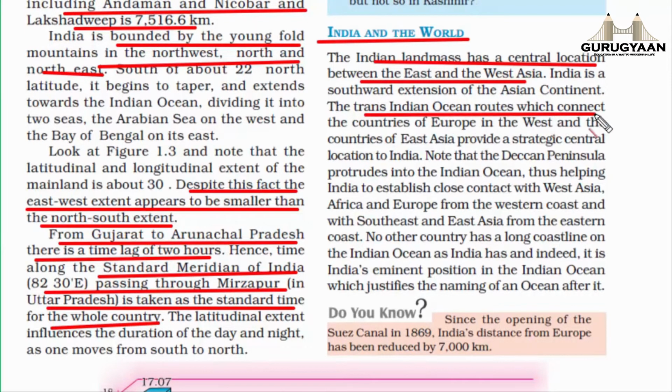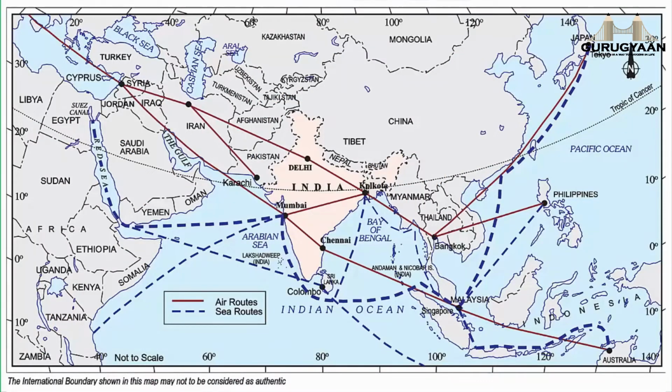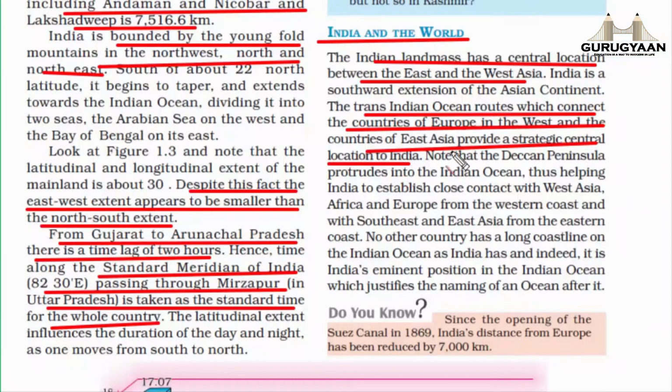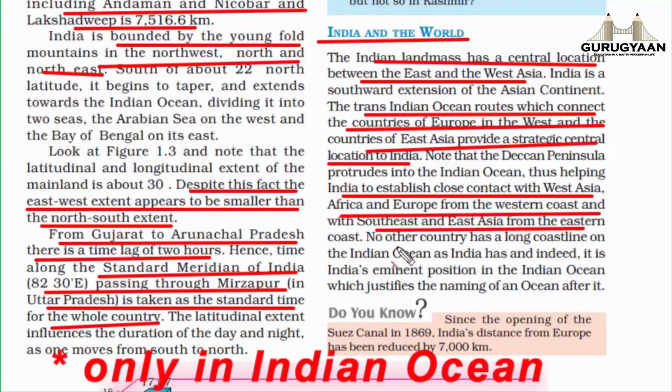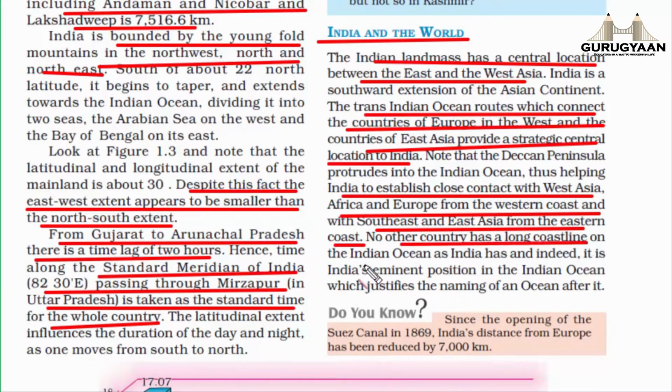Our location is very strategic. All the ships that come from Europe, when they have to travel to East Asia, they pass through Indian Ocean. And it helps us in establishing close contact with West Asia, Africa and Europe. Again, no other country has a long coastline, so this is a very strategic position for us in terms of our geographical location in the world. So always remember this point because it will fetch you good marks in the exam.